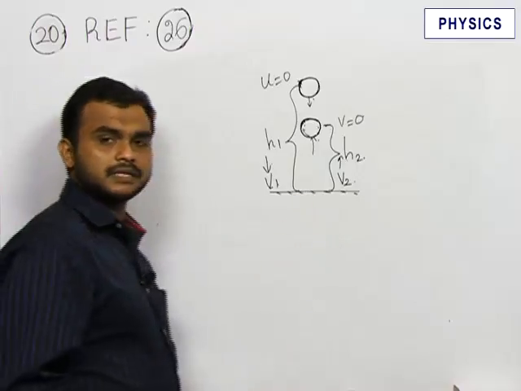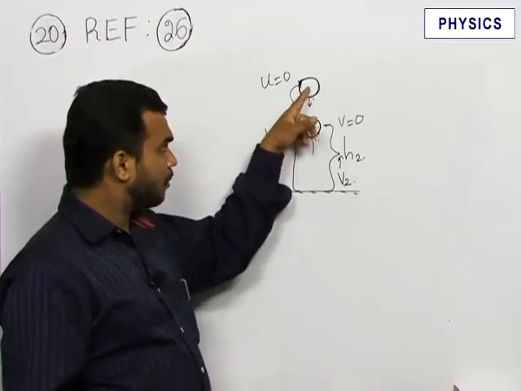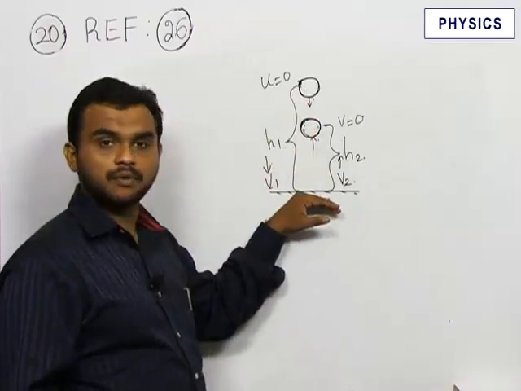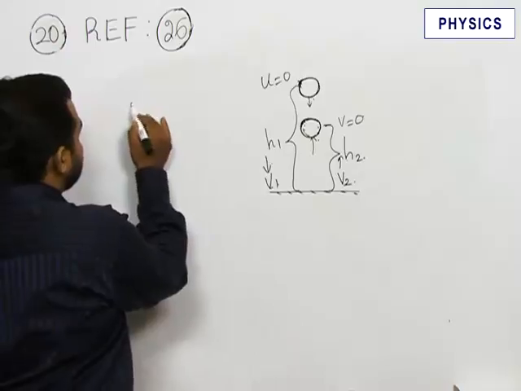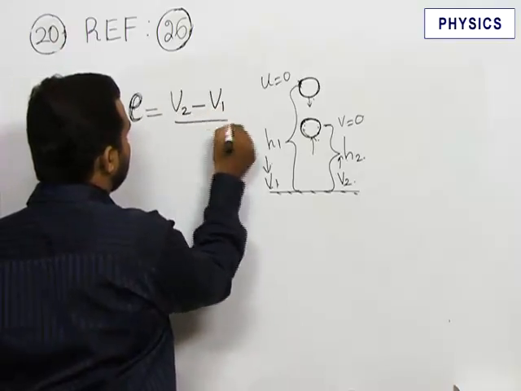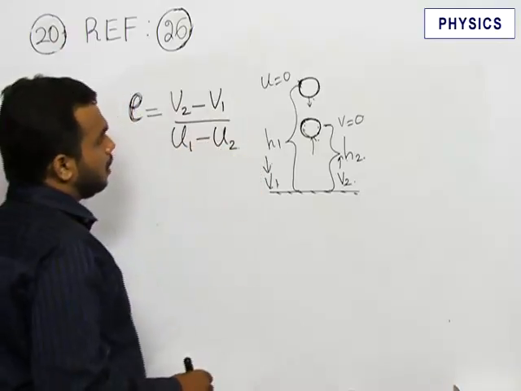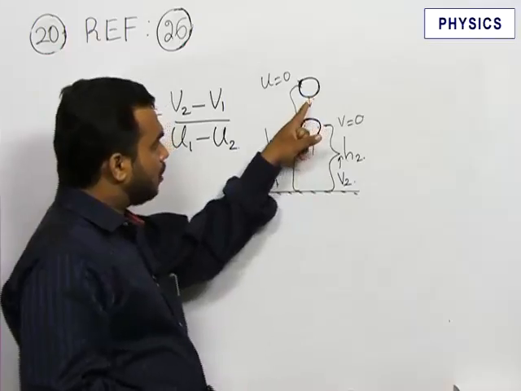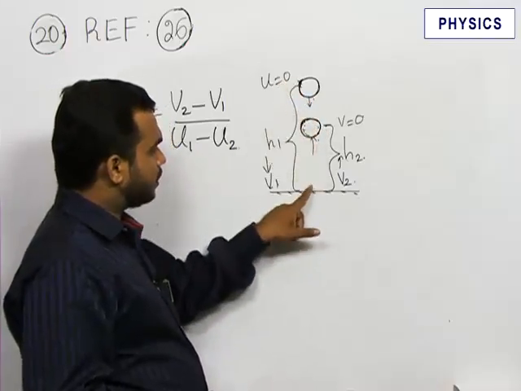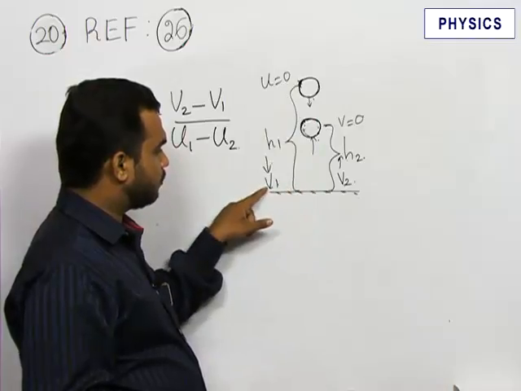This can be considered as a collision between the ball and the floor. The ball is the first body, the floor is the second body. So we know that the coefficient of restitution e is equal to (v2 minus v1) by (u1 minus u2). Here the velocity of the ball initially is 0. It reaches the floor, and just before it touches the floor it has a velocity.